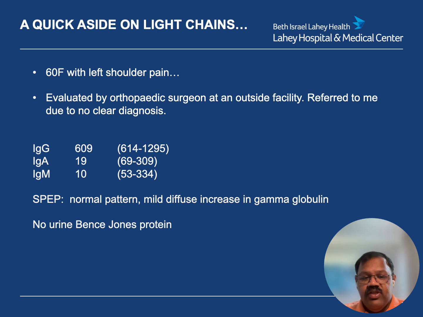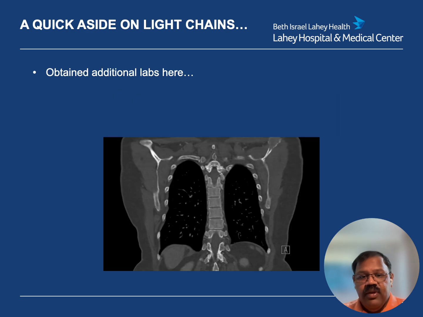Again, normal pattern SPEP with mild diffuse increase in gamma globulin. IgG was again slightly lower than the normal range for that reference lab, and the IgA and IgM were also slightly lower than the normal reference range. There was no urine Bence-Jones protein that was seen, and the UPEP was also normal patterned.